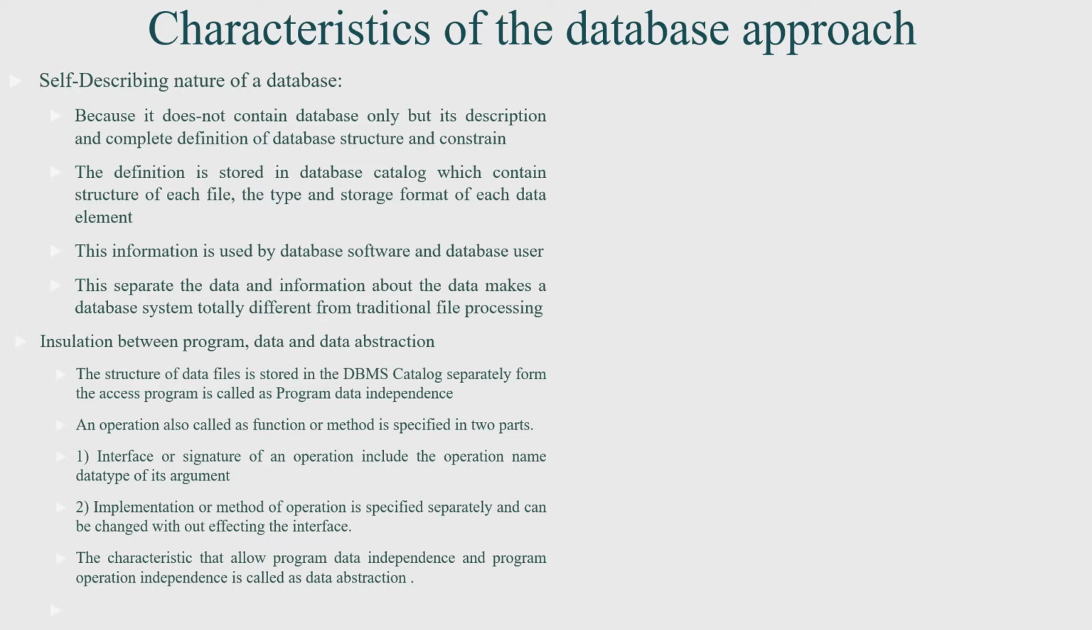Here an operation has two main methods. One is interface, the second is implementation. Interface means the complete picture: what you need to add into the database and how the database must look. Implementation means accepting the interface you have utilized and putting it into a working mechanism. The interface or signature of an operation includes the operation name, data type and argument list.